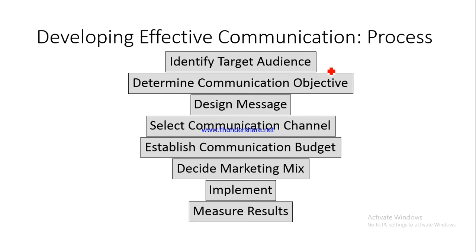So that objective has to be determined, the message then has to be designed, then the communication channel has to be decided, because once the message has been designed, you will have to send it across using some communication channel, some communication media. So it could be the print media, it could be the electronic media, or it could be a mix of different media. It could be print as well as broadcast as well as outdoor media. So whatever media mix you are going to use, that has to be decided in this 4th step, right?